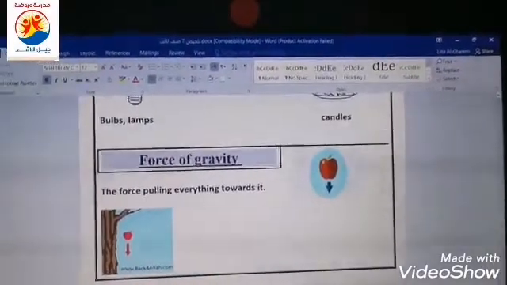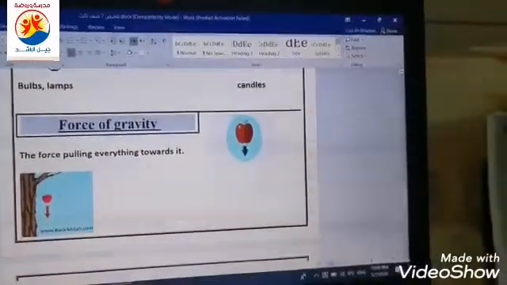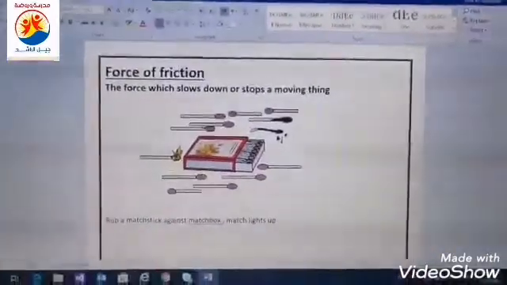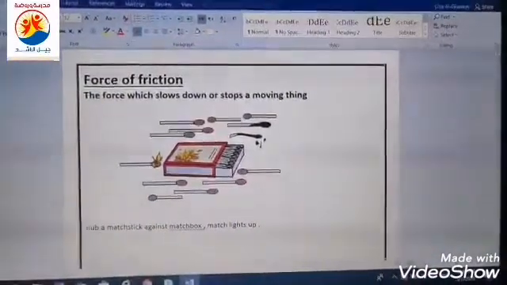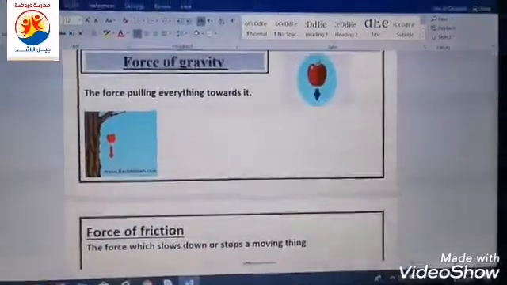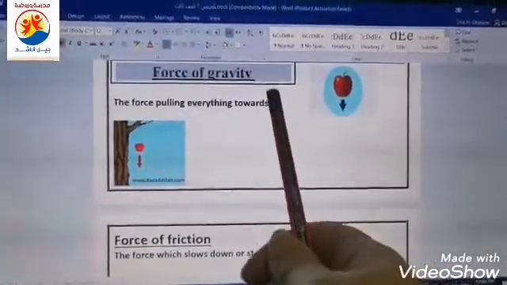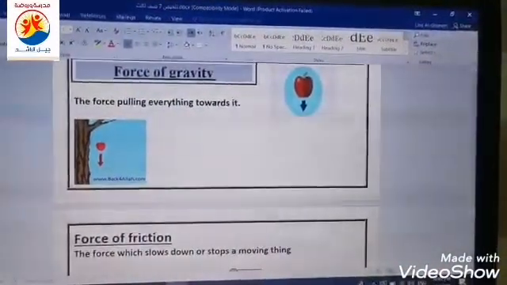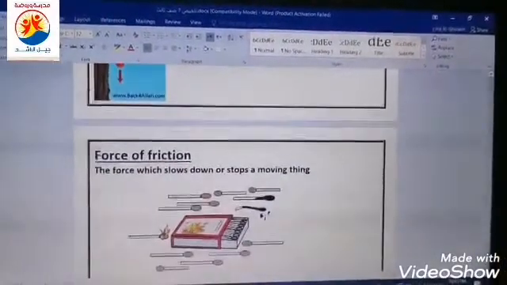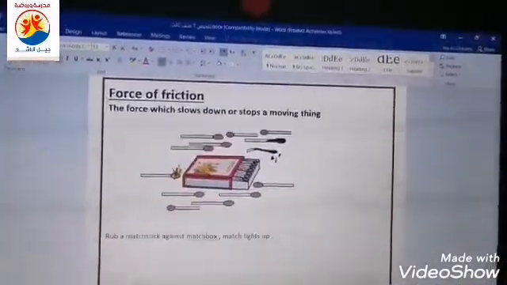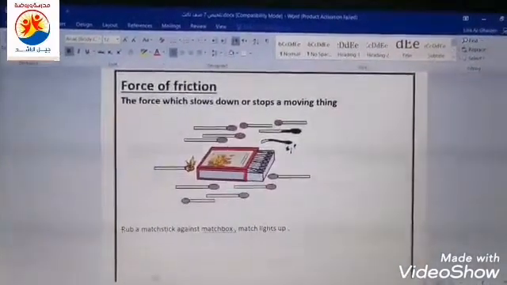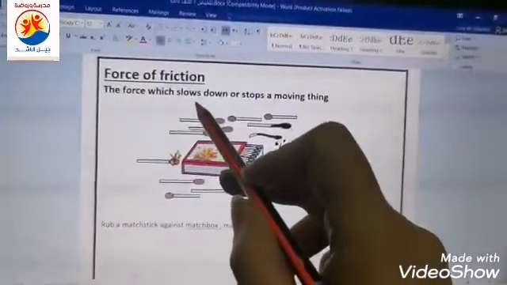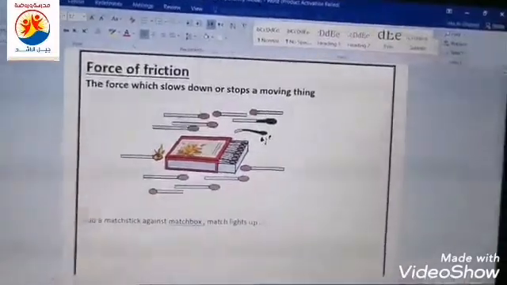Okay? Now we have the force of friction. Okay, guys, here, force of gravity. Here, force of friction. The force which slows down or stops moving things.